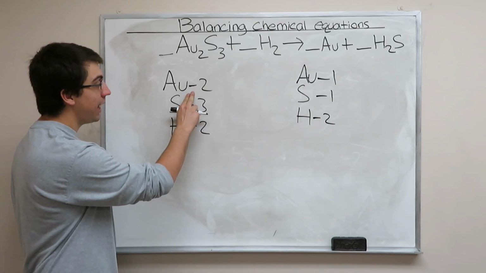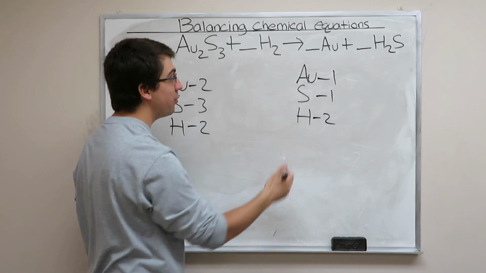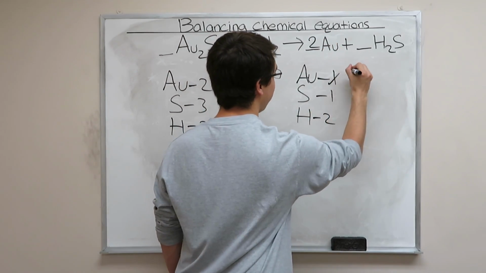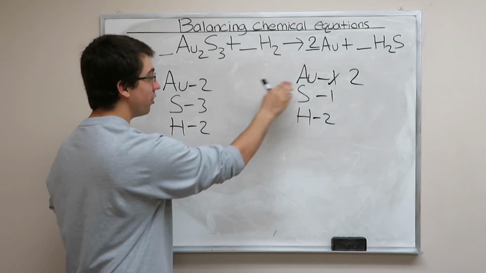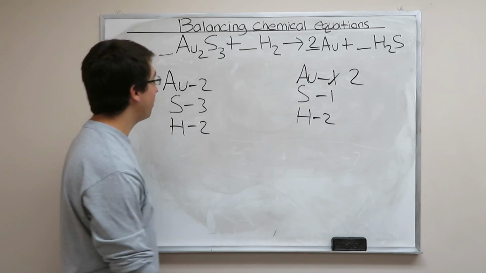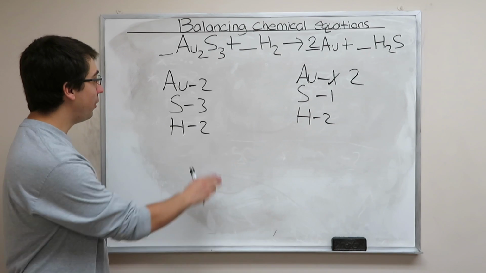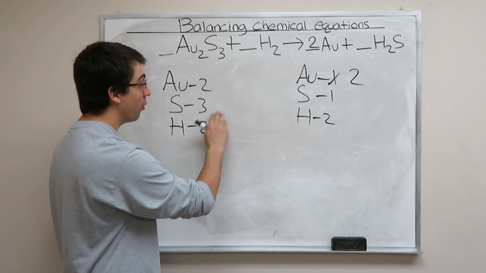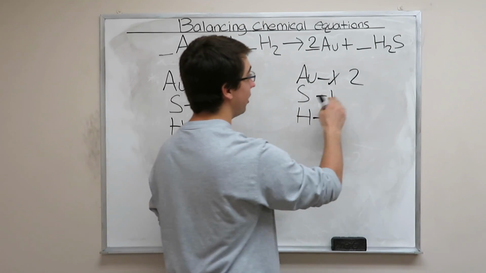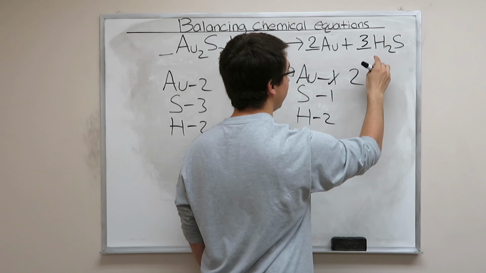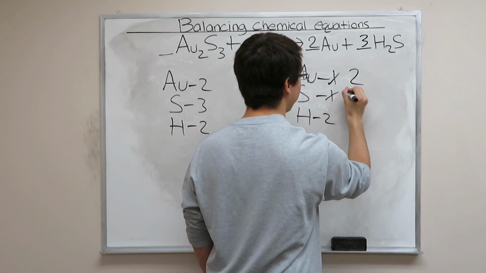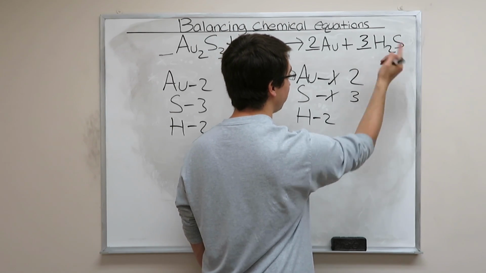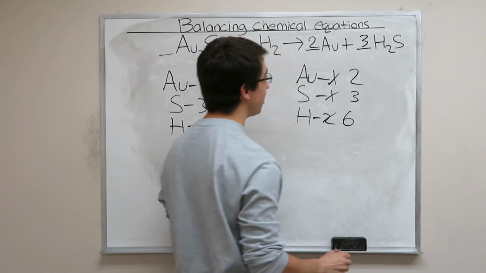We have 2 golds on our reactants, 1 on our products. At minimum, we need at least 2 golds on the products. So I put the coefficient 2 there. That gives us 2 golds. Our golds are now balanced. The next one I would balance out is the sulfurs. We have 3 sulfurs on our reactants, 1 on our products. So at minimum, we're going to need at least 3 sulfurs on the products. So I'll put a coefficient 3 here. And this gives us our 3 sulfurs. But this 3 also applies to the hydrogen. So it gives us 3 times 2 is 6. That gives us 6 hydrogens.